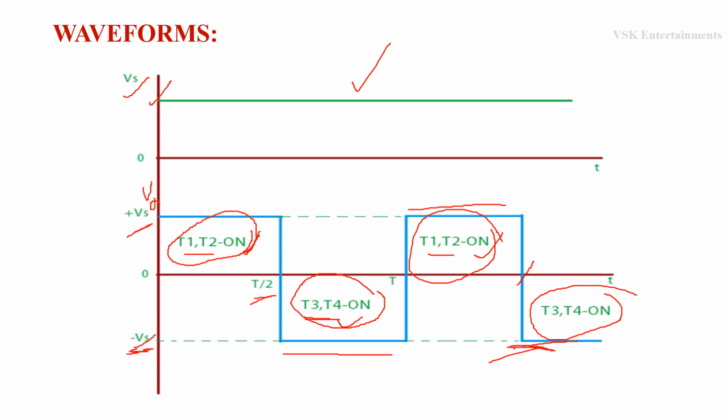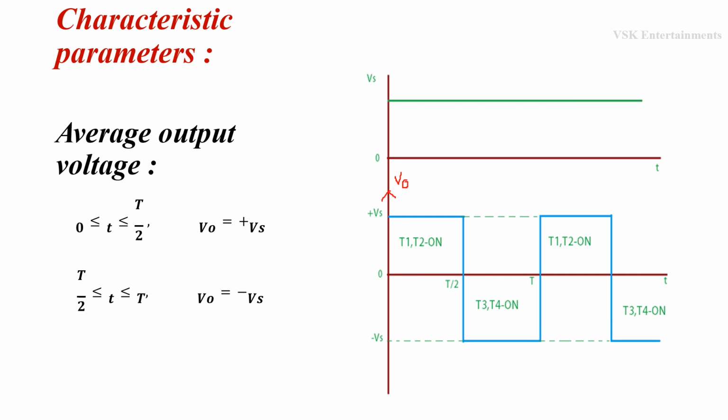By using these waveforms we are going to obtain the average output voltage and RMS output voltage. Those are the characteristics of the full bridge inverter. Coming to the characteristic parameters, first one is the average output voltage. For finding it we use the waveforms.